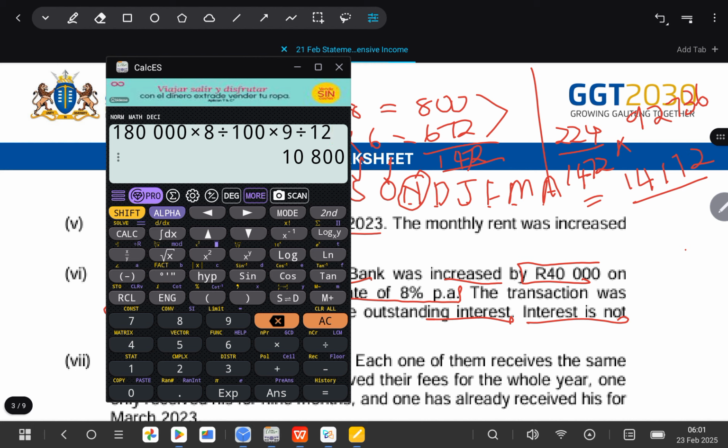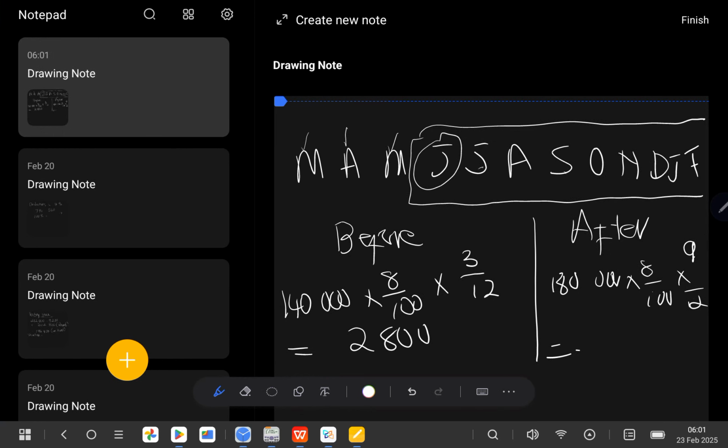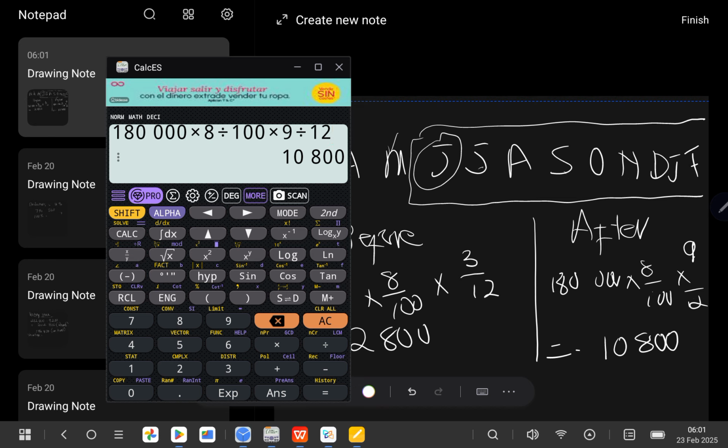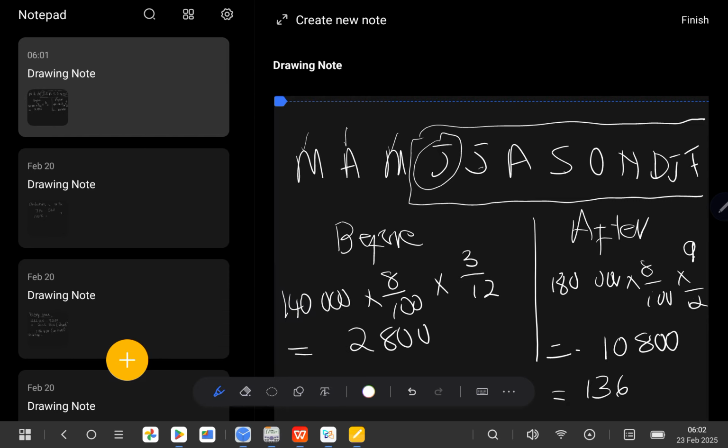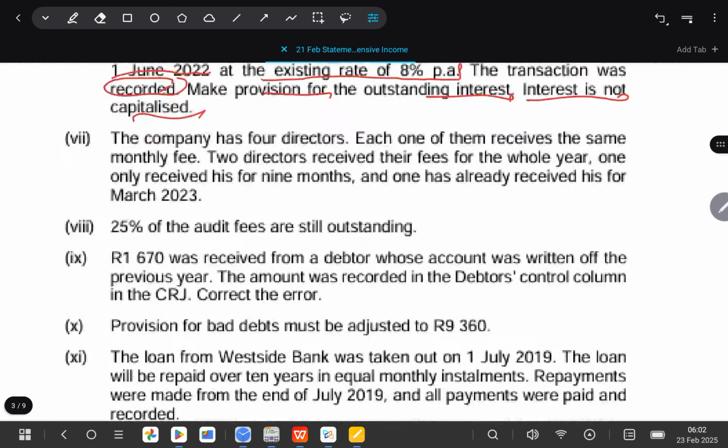We are getting 10,800. So according to this, it's supposed to give us 10,800. Let me confirm this one here, let me see if I add them. So 10,800 plus 2.8, it gives us 13,600. So the total that we are supposed to get for the interest on fixed deposit is 13,600. Let's see how much we got in our answer book.